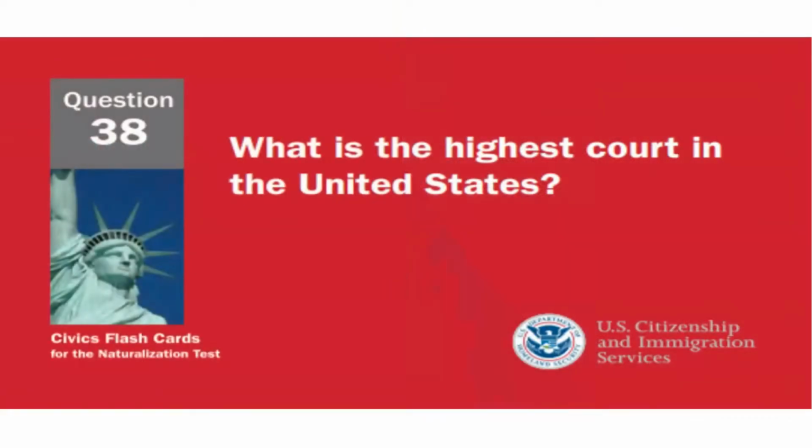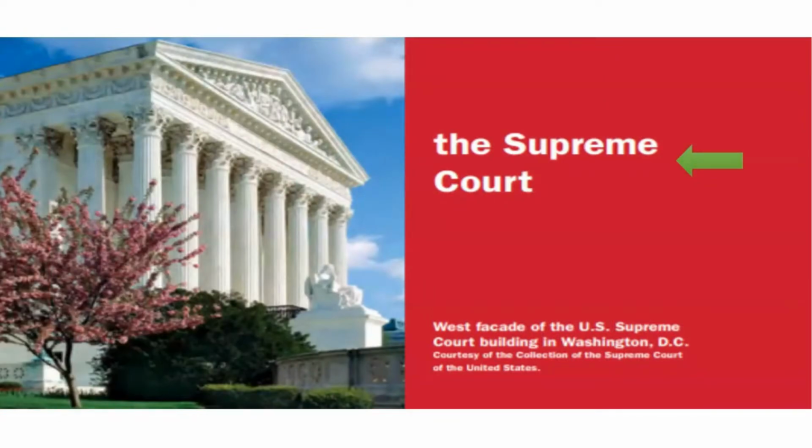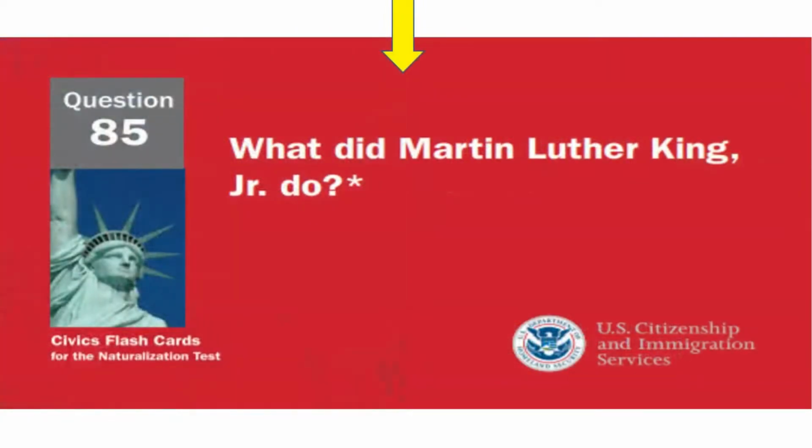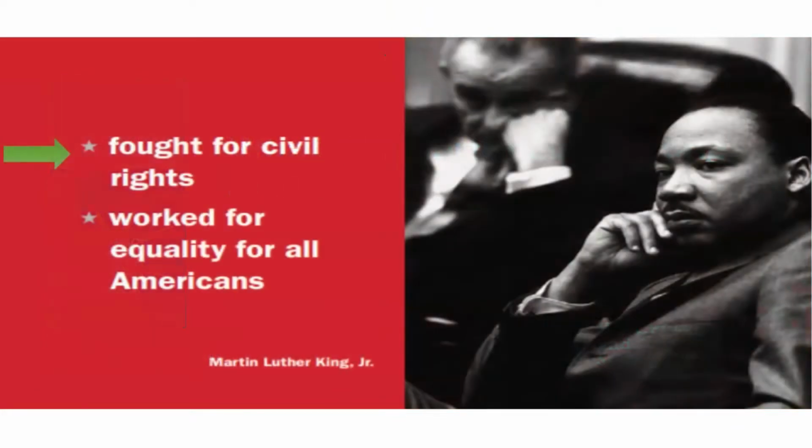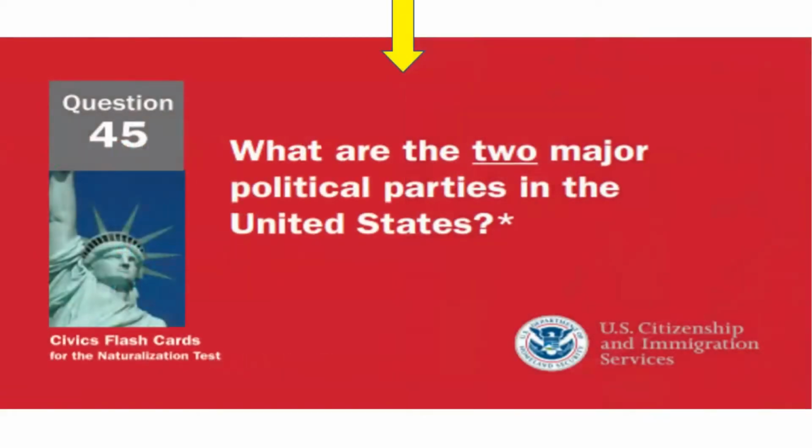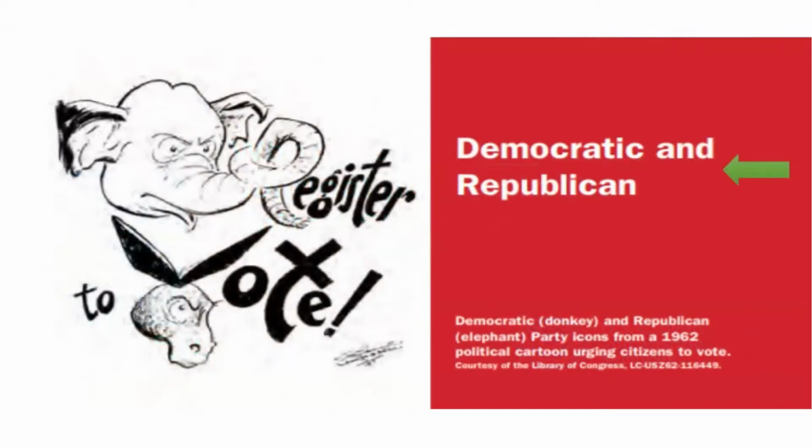What is the highest court in the United States? The highest court in the United States is the Supreme Court. What did Martin Luther King Jr. do? He fought for civil rights. What are the two major political parties in the United States? Democratic and Republican.